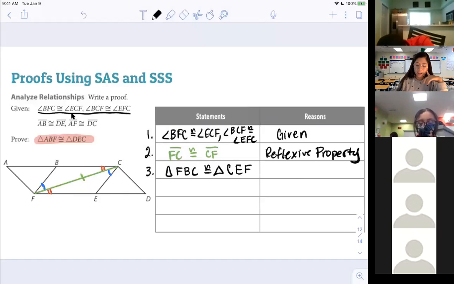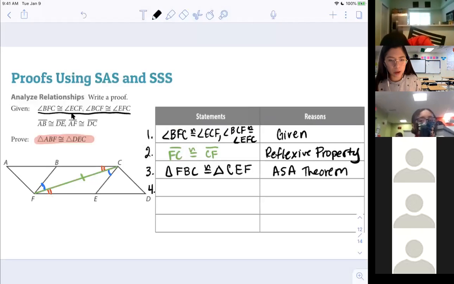ASA. There you go. ASA because I have an angle, a side, and an angle. So it's ASA. Okay, so now I know that these two triangles are congruent to each other, which can help us out, but there's one more statement that they give us in the original problem.